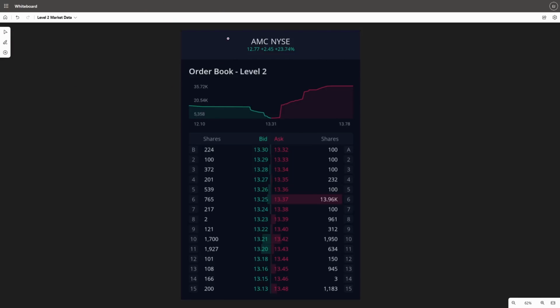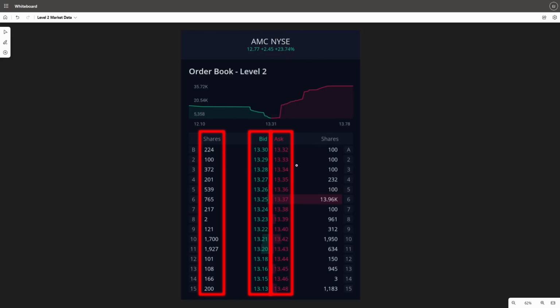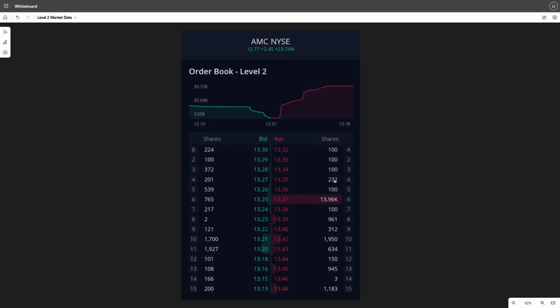So up on the screen here, I have the order book for AMC, and you can see that there's multiple different numbers here and it could get a little confusing. So I'm going to explain what each of these rows of numbers mean as easily as I can so that you can fully understand it. So what we got up here are the different bids and asks of all the different traders who want to get into the stock.